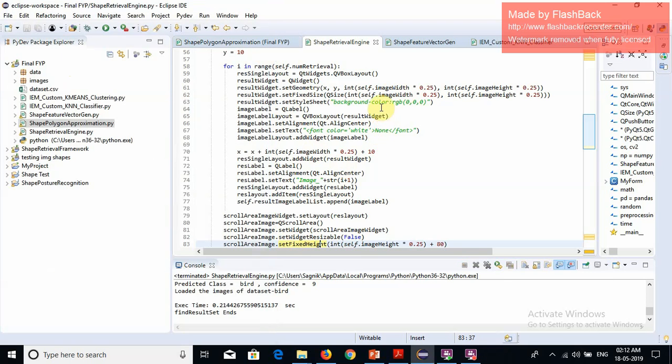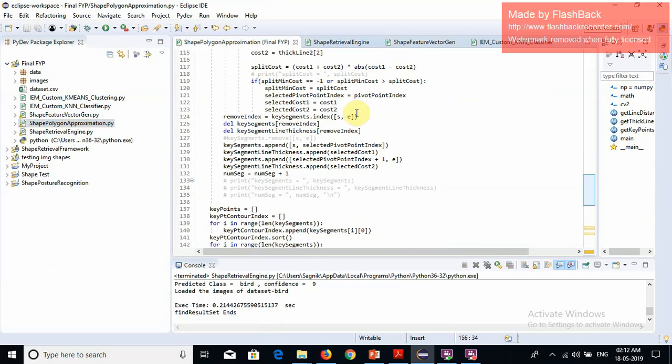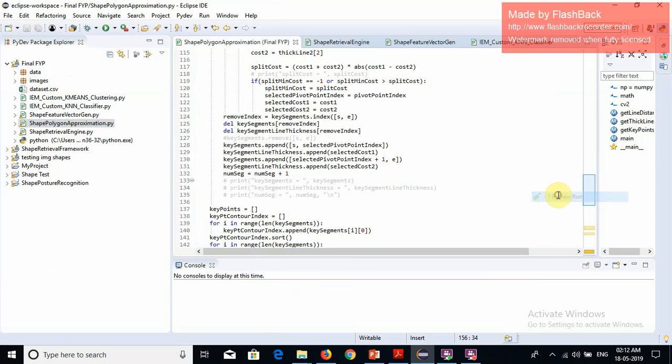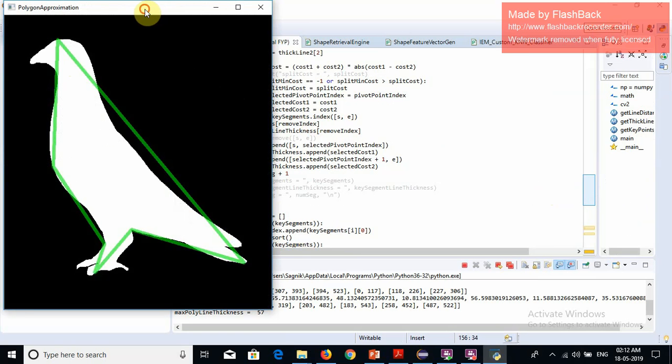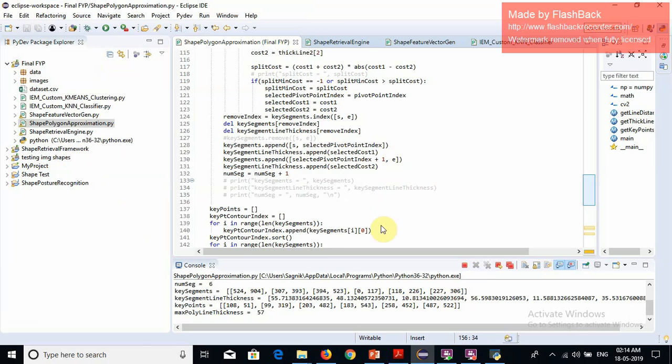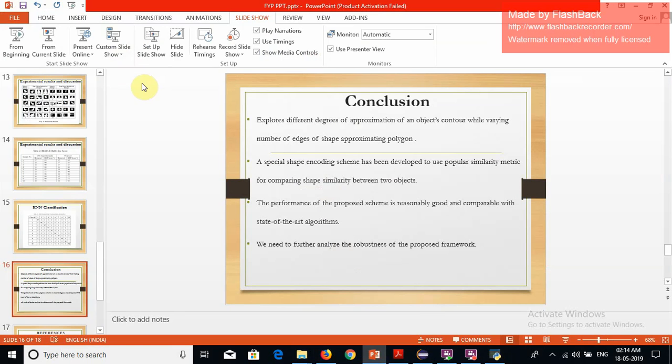We can also see the internal working of it, that is, how the polygon is being formed. We can just check for it here. If we run this code, here we see this is the polygon that is being formed of this bird. It is a polygon of 6 sides and we see how the polygon is being formed. So as we have seen the output, now we can get back to our presentation.